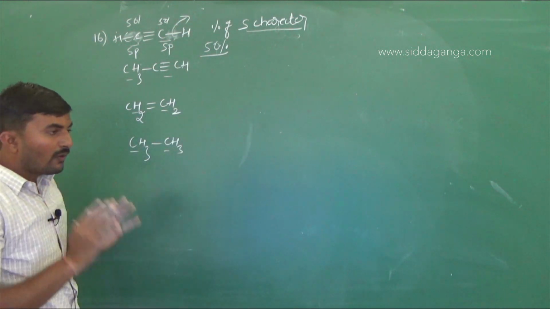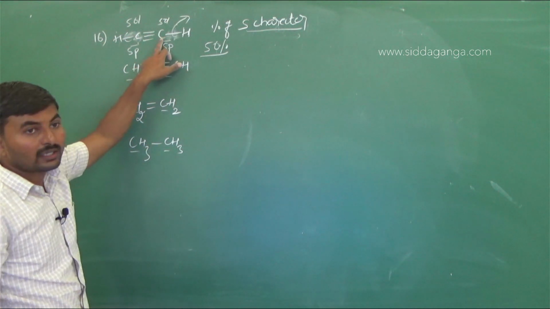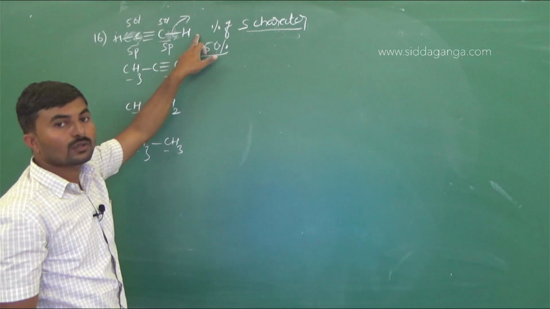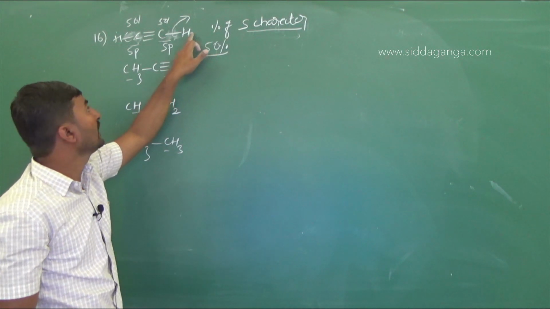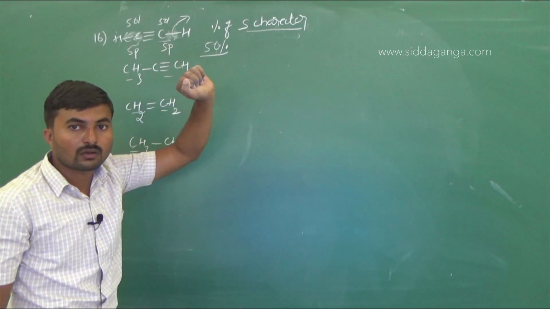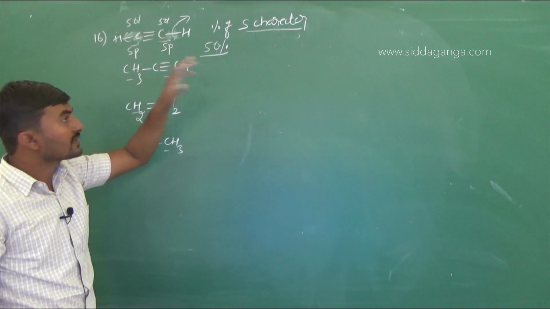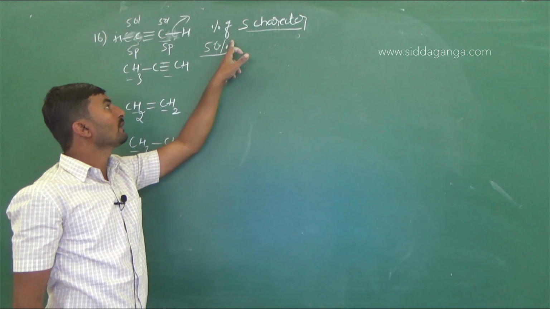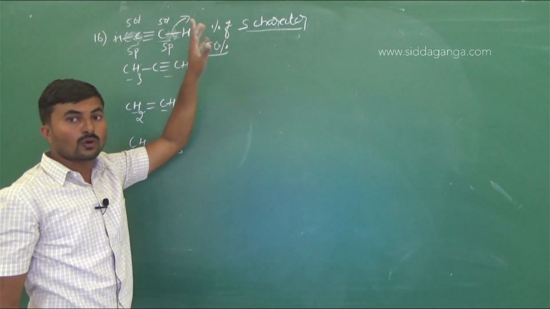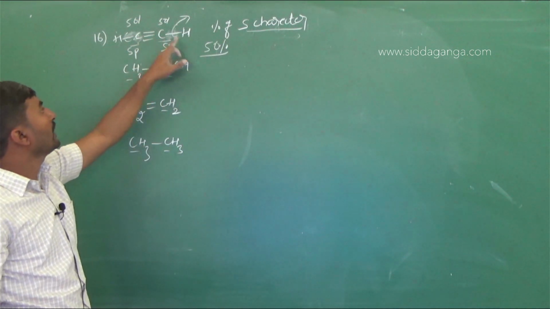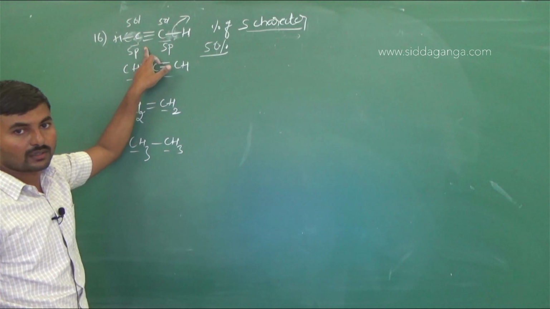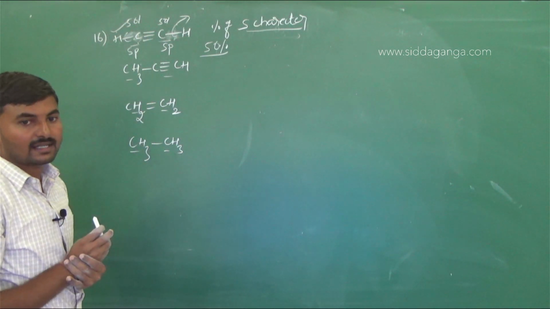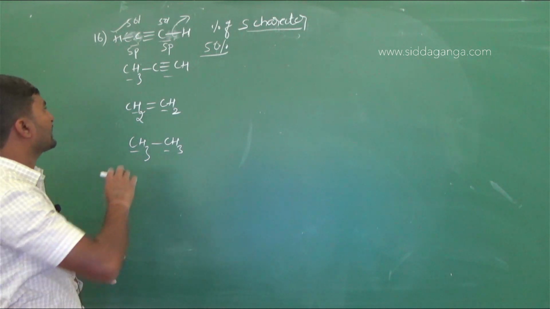When the percentage of s character increases in the molecule or carbon, the molecule becomes more acidic because of the release of proton. Immediate release of proton is done by the molecules which have 50% of s character. Those 50% of s character are had by this sp hybridized carbon. That is why this particular molecule has more acidic nature. Followed by this second one.